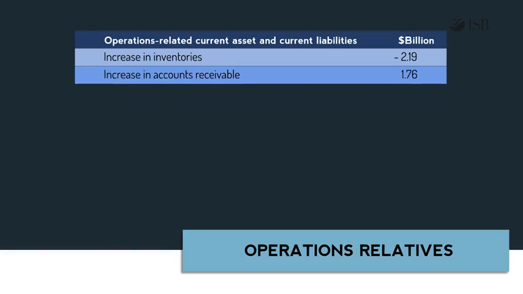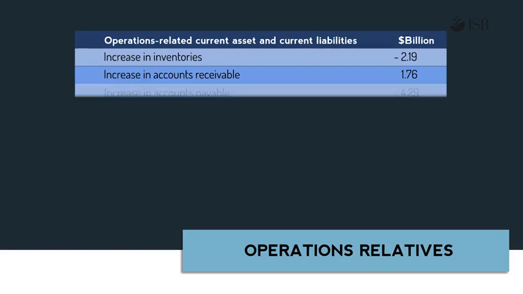The same argument holds for all other types of operations related current assets. For example, if accounts receivable increases, it denotes that the company has not received cash for at least some of its sales. So the revenue and the net income overstate how much cash the company has. Amazon saw an increase of $1.76 billion in its accounts receivables between 2014 and 2015. This increase is subtracted from net income on the statement of cash flows.